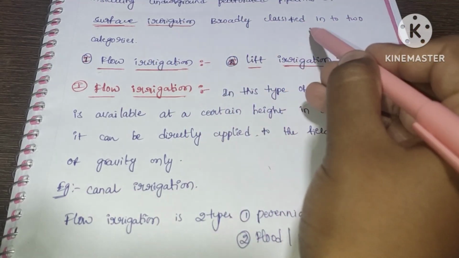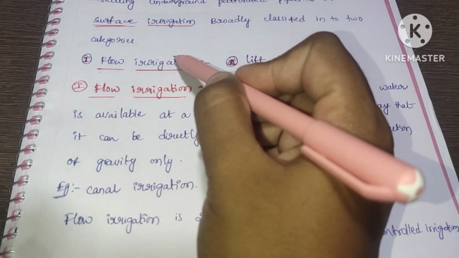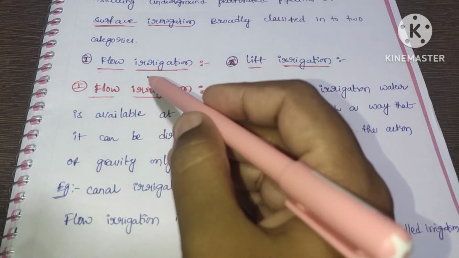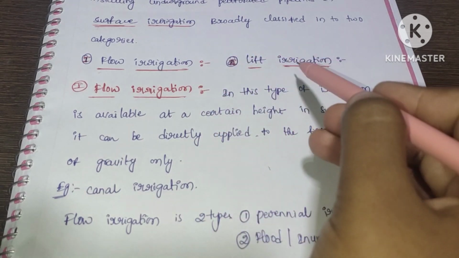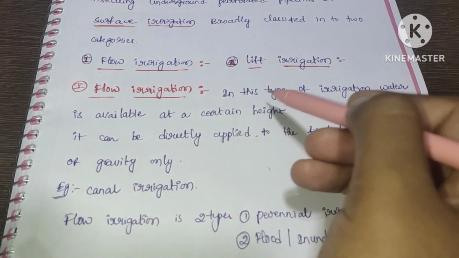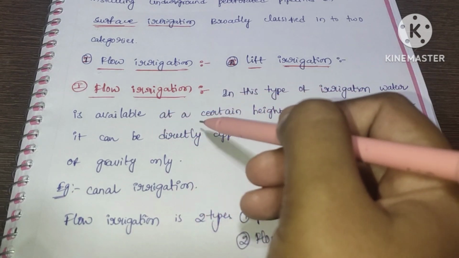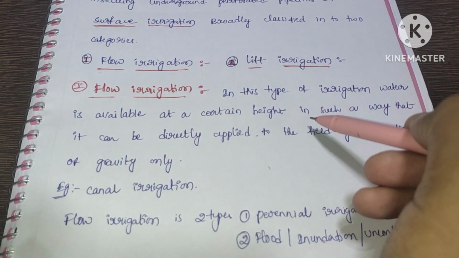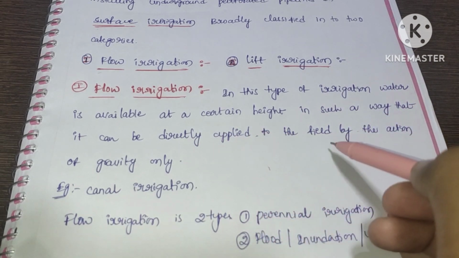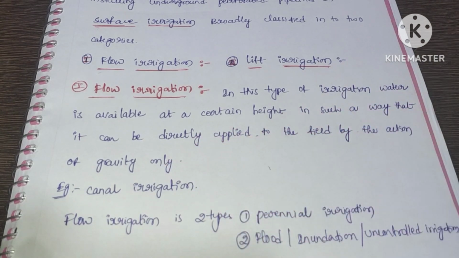Surface irrigation is broadly classified into two categories. The first one is flow irrigation and the other one is lift irrigation. Flow irrigation is a type of irrigation in which water is available at a certain height in such a way that it can be directly applied to the field by the action of gravity only.